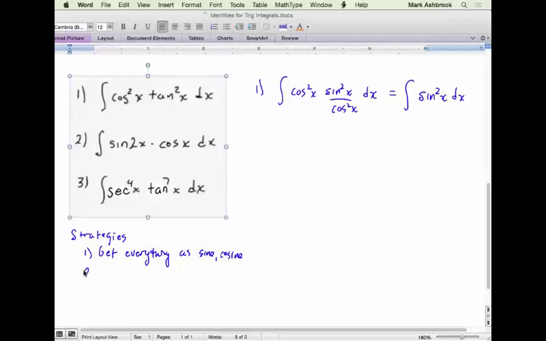Second strategy: sine squared and cosine squared. This is probably, for this section, the most important integral in the section. Know how to integrate sine squared and likewise know how to integrate cosine squared. Did anyone learn how to do that over the weekend? How do you integrate sine squared? Half angle formula. To integrate sine squared or cosine squared, you're going to use the half angle formula.